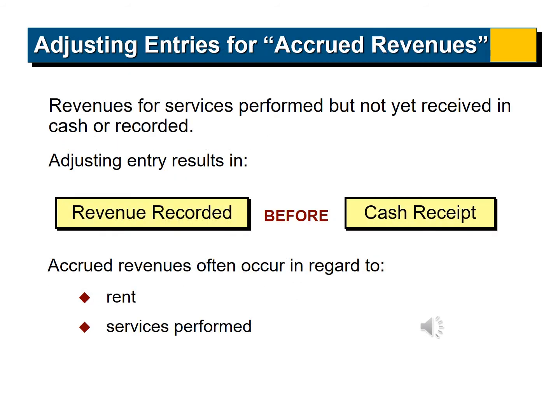When it comes to accrued revenues, this includes services performed before receiving the payment. And usually an accounts receivable is recorded from the customer, and they could include any service or sometimes even rent. If the customer pays rent at the end, for example, in a hotel, the customer first stays and then they pay the rent. So the accrued revenue applies in this type of situation.